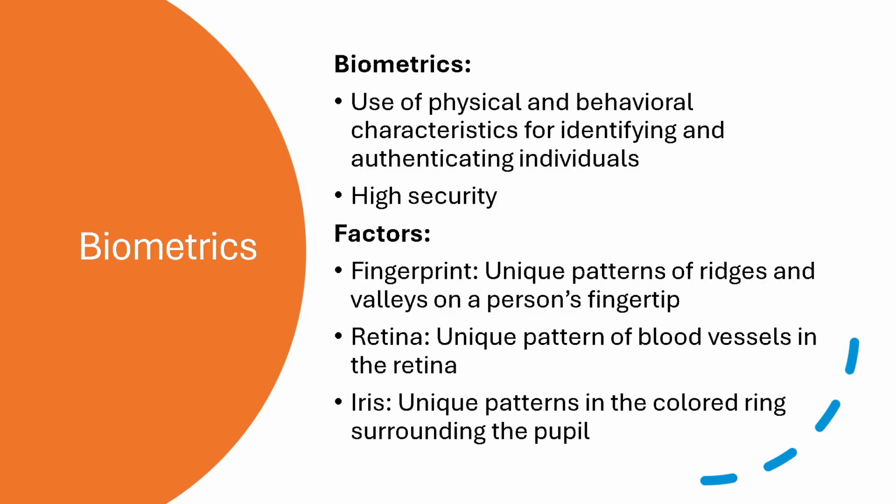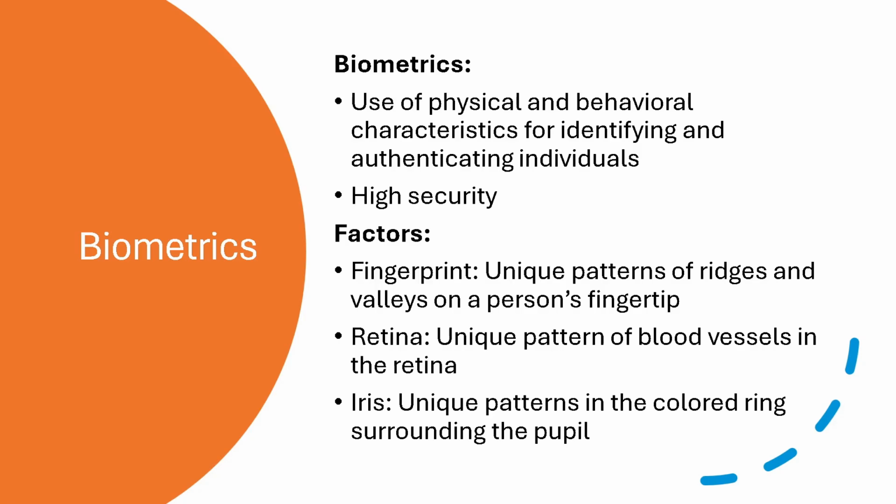Fingerprint recognition. It uses the unique patterns of ridges and valleys on a person's fingertip. It is highly accurate, easy to use, and is used in smartphones, access control systems, and time and attendance systems. Retina scanning. It analyzes the unique pattern of blood vessels in the retina located at the back of the eye. It is also highly accurate, gives high security, and is used in high security areas, government, and military installations.